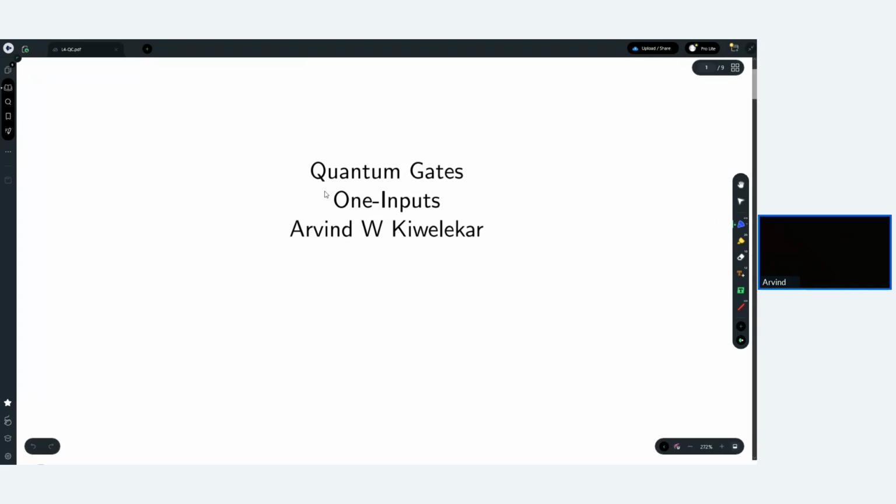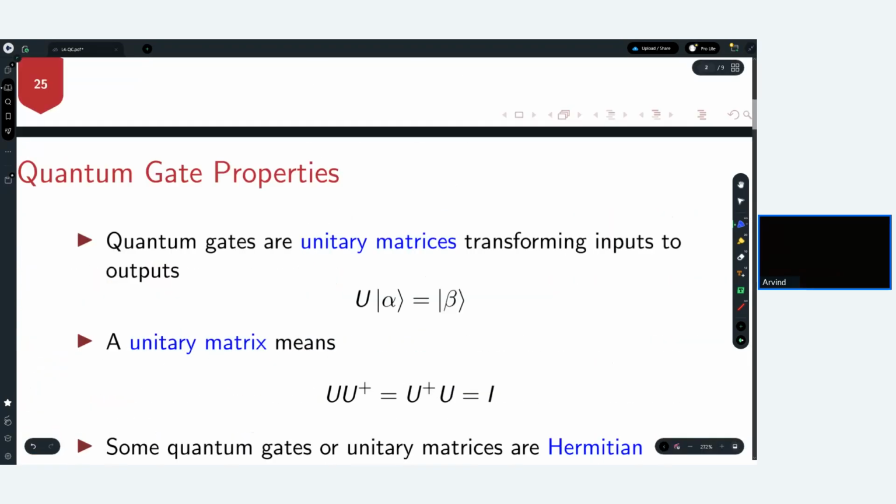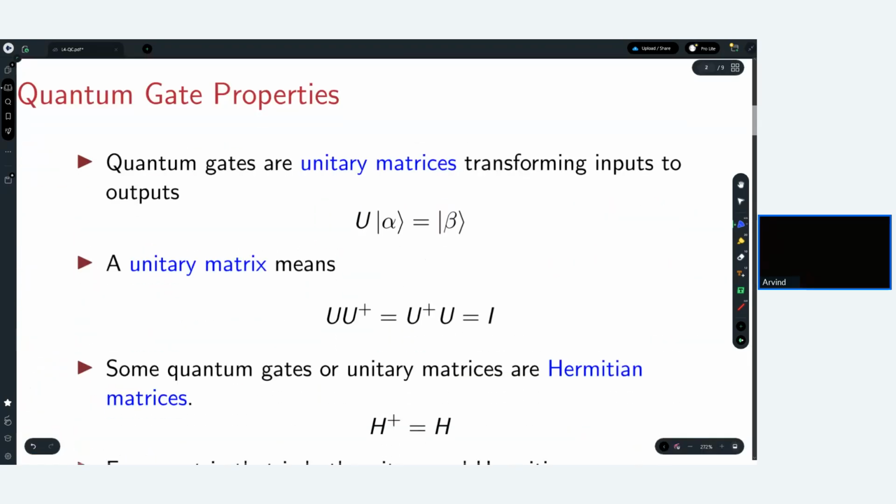In this video, I will be explaining quantum gates, and specifically those quantum gates that take one input, or a single input. If you are a beginner in quantum computing, you may be surprised to know that quantum gates are matrices.